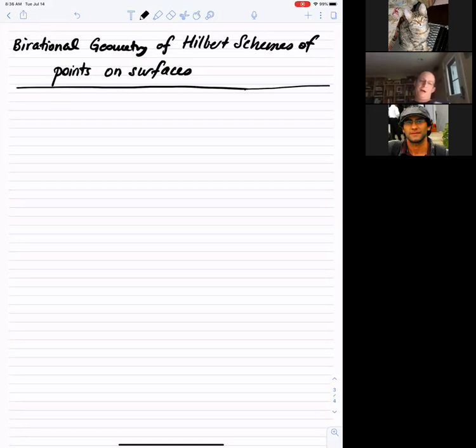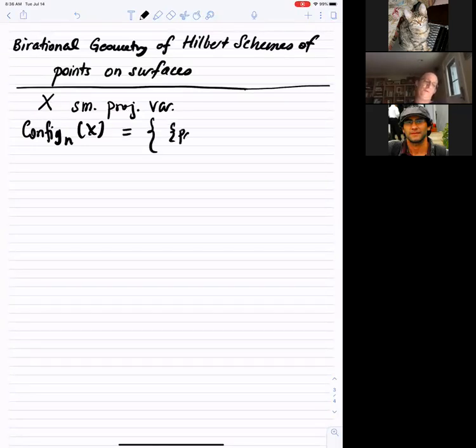So the basic problem that I'm interested in these lectures is the following. X will be a smooth projective variety. And the configuration space of X is simply the set of n unordered points on X. So it's the set of sets of points P1, ..., Pn, such that these Pi are distinct points in X, okay?